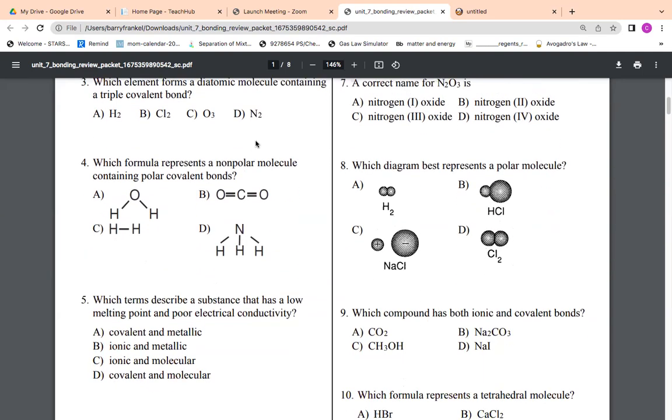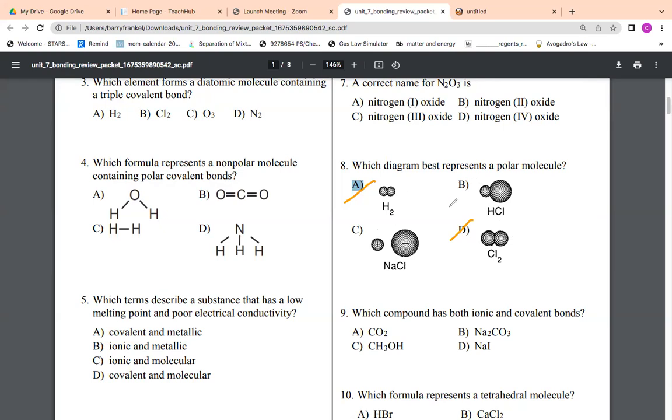Next, number 8, which diagram best represents a polar molecule? So off the bat, I can eliminate A. Okay, I can get rid of A and I can get rid of D. H2 and Cl2, those are both diatomics. All the diatomics are nonpolar because you have 2 of the same element. The difference in their electronegativity is 0, which is the nonpolar range.